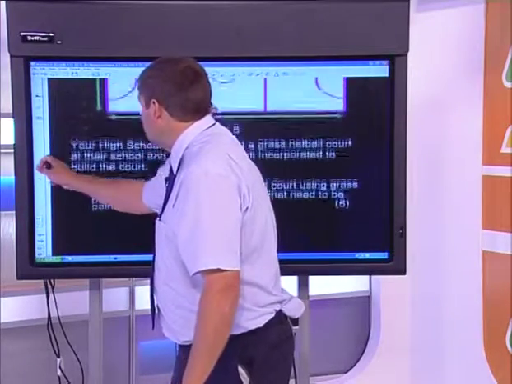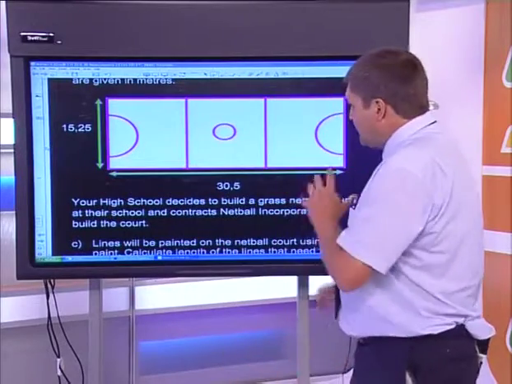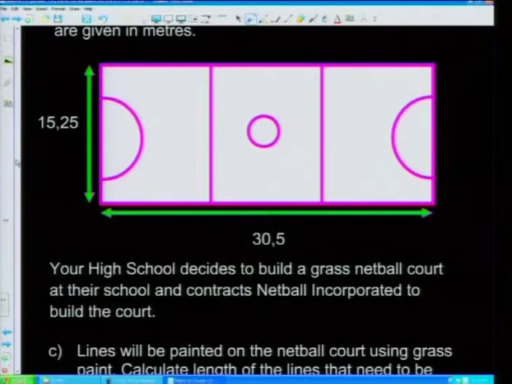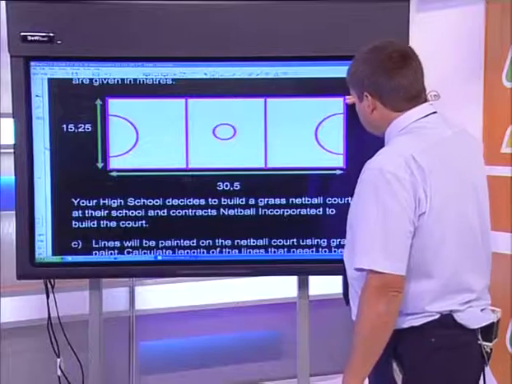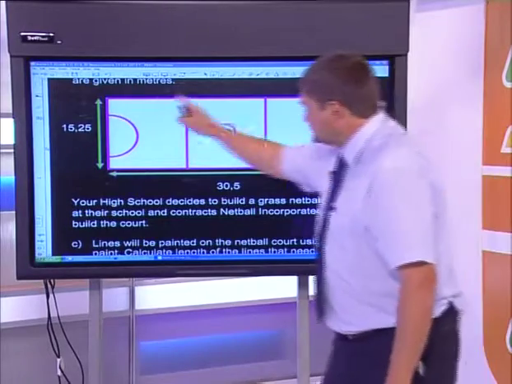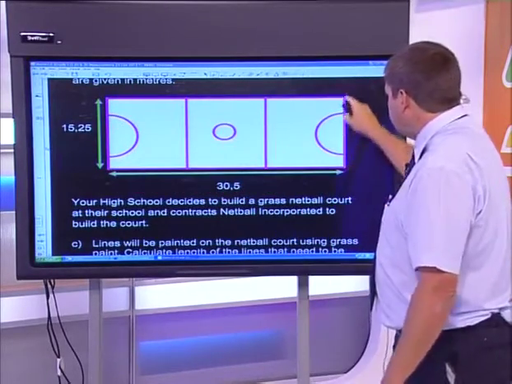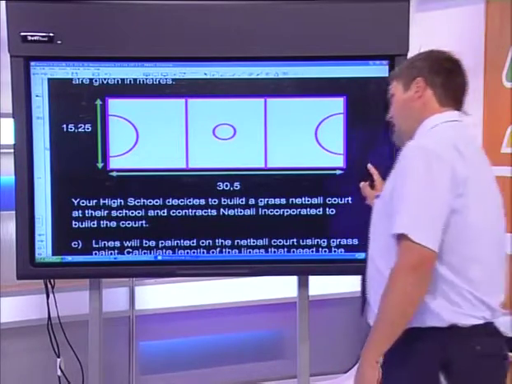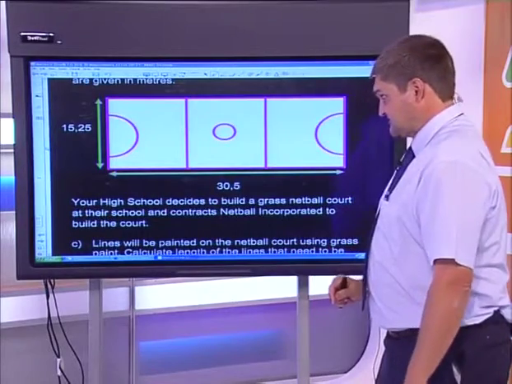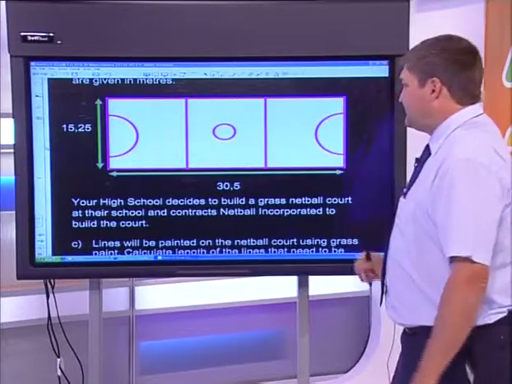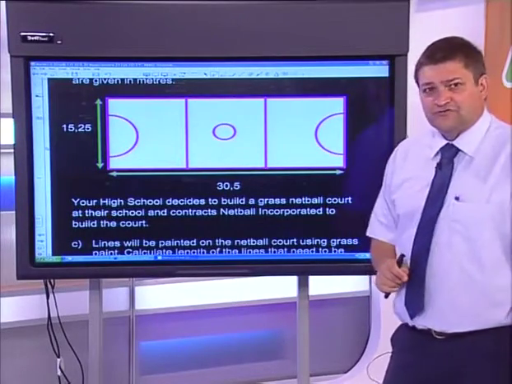Now, let's go back and look at our netball court. So we want to paint all these lines. You see all the lines in pink? That's what we want to paint. Now, the first few are straightforward because I can see I've got this line all the way around my court. So I've got all these lines, that one, that one, that one, and that one. Straightforward, isn't it? So what do I have? Well, I have 30,5 meters plus 15,25 meters plus 30,5 meters plus 15,25 meters.